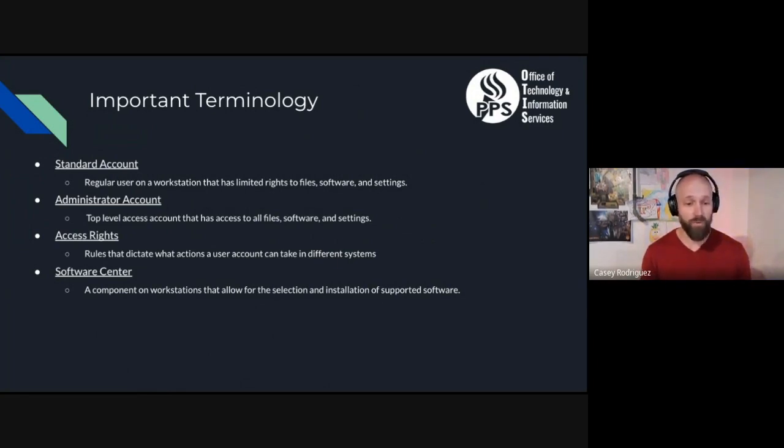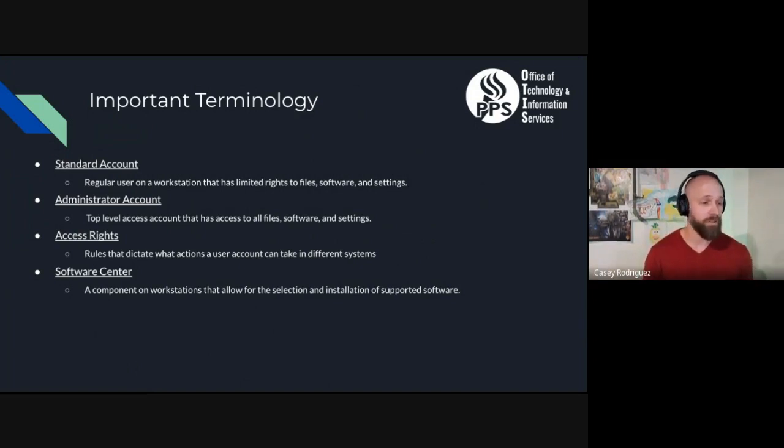Then we have access rights. These are the rules in the background. They can be at a user level, they can be at a computer level, and they dictate what you have access to. Sometimes it can mean certain files, and in that file you have certain types of access, or it may mean different components on the computer. You may have access to add printers, but you may not have access to install drivers.